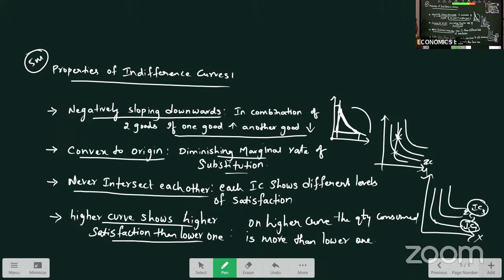Now, higher curve shows higher satisfaction than the lower one. Why? Because on the higher curve, in the combination, the quantity of one or two goods will be more. The quantity we are consuming is more in number. That's why higher curve shows higher satisfaction. Clear? So this completes your SAQ, VSAQs, and also LAQ. LAQ we have done with law of diminishing marginal utility, right?